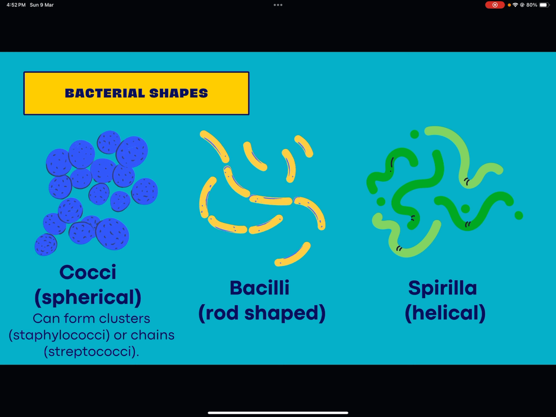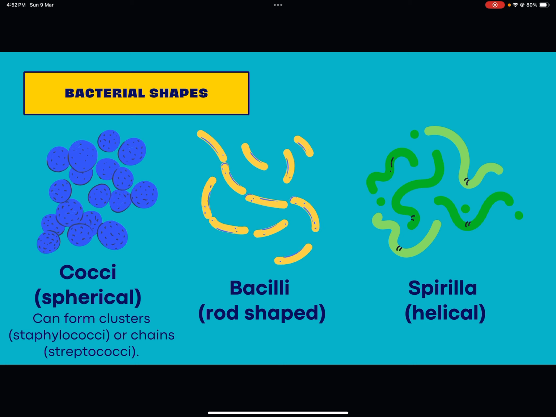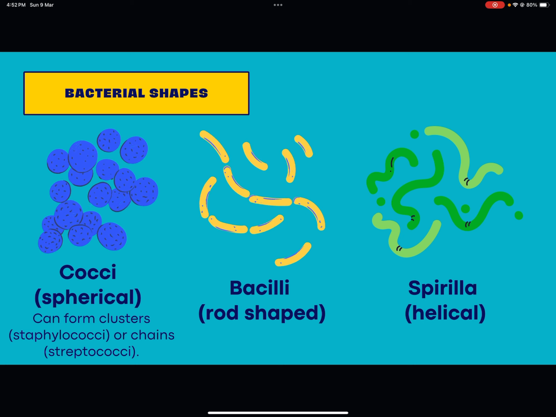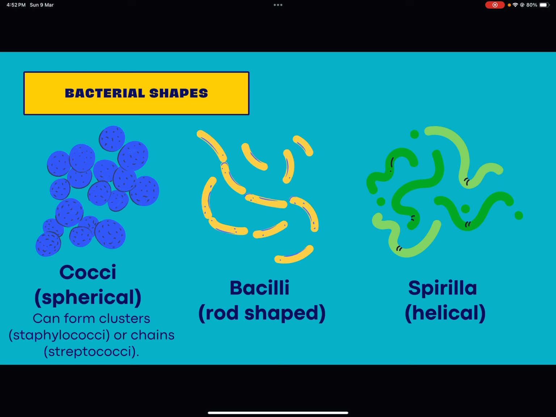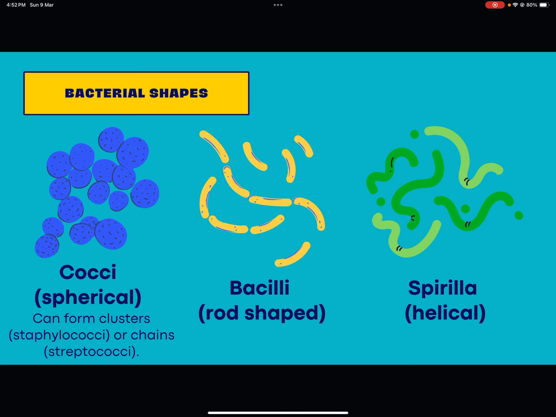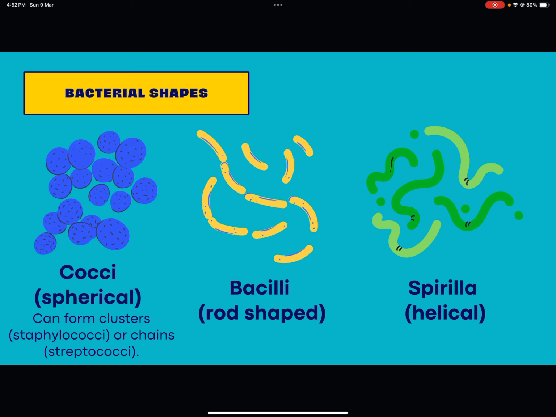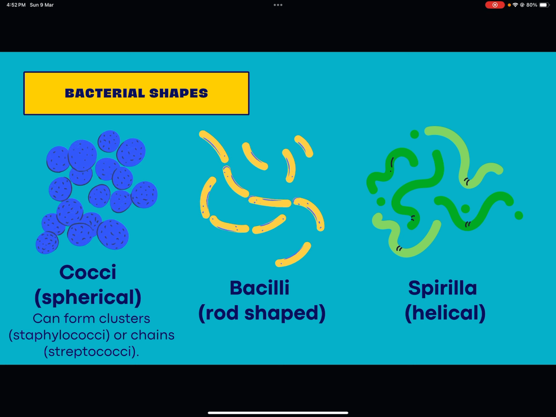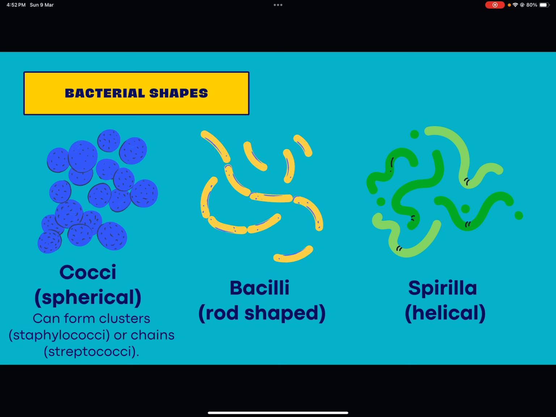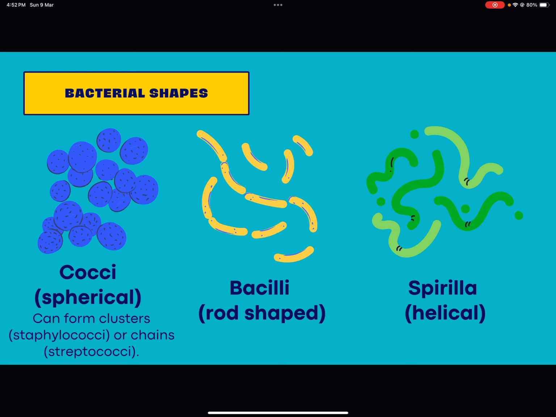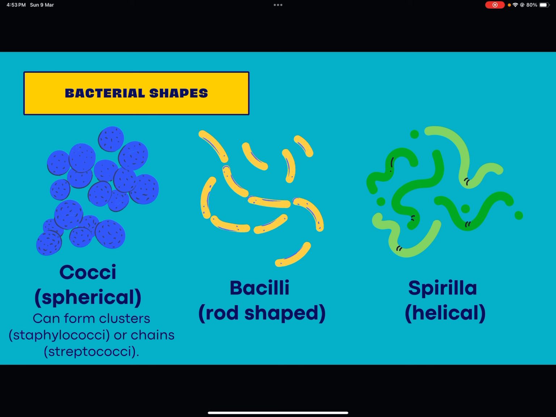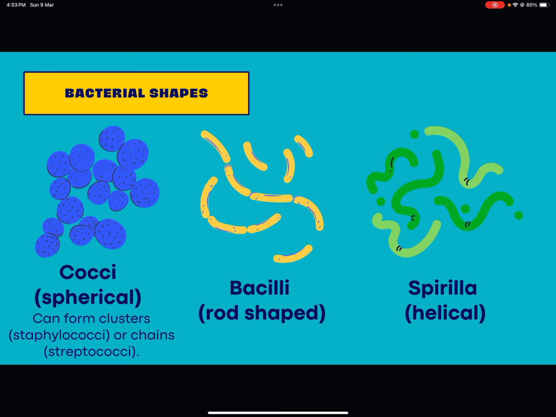Now we can even differentiate bacteria into three different shapes. They can either be spherical, rod-shaped, or helical. So the spherical shape, we call them cocci, okay? And these cocci can either be found in a chain, or sometimes they form clusters like a grape-like structure. Moving on to the rod-shaped, which we also call bacillus or bacilli. These are rod-shaped. And finally, we have the spiral-shaped, which we can also call helical-shaped.